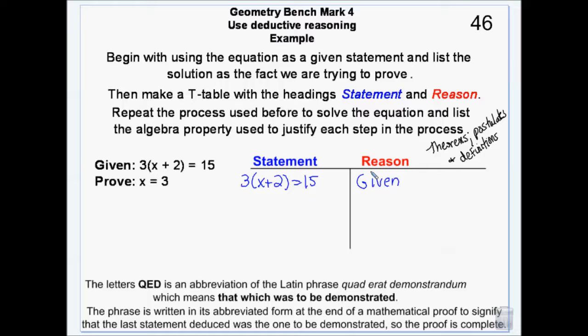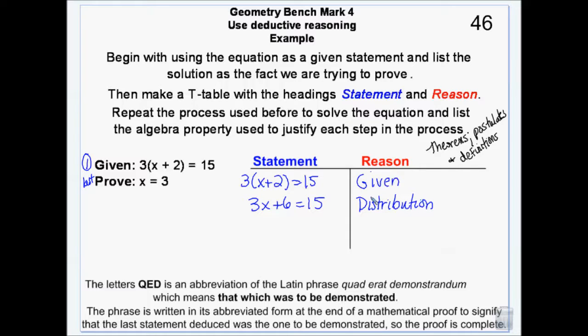The first statement is the given, and the last statement in every proof is the prove. So you're trying to get from here to here. The first thing I did was distribute, but I'm not going to actually write in any distribution. I just go to the next step. So that's 3x plus 6 equals 15, and my reason is the distributive property.